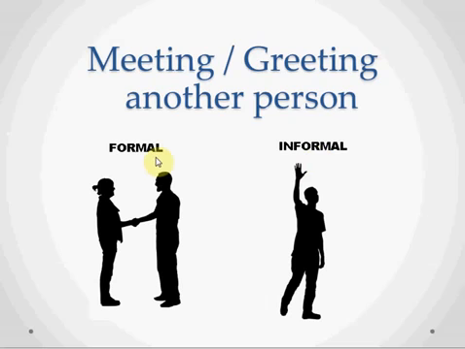A formal language is used when we are speaking with a person that we don't know very well, a person that is a stranger to us. And we use an informal language when, for example, we are talking to a friend, a very good friend, or a relative, a brother, a sister, somebody in our family.